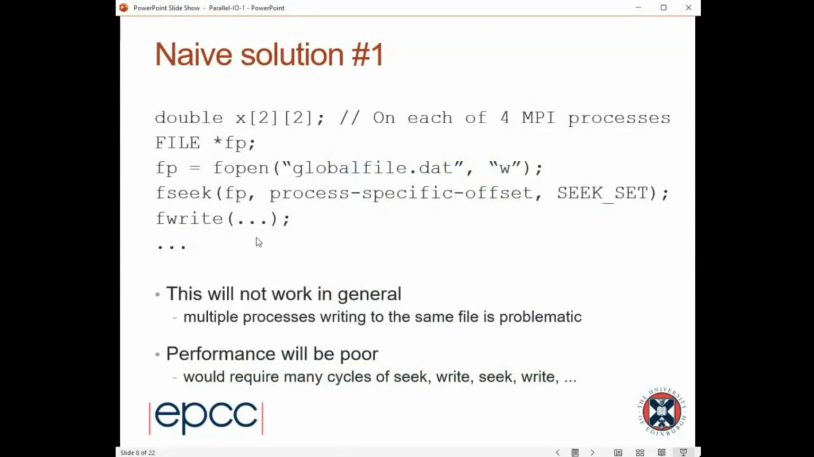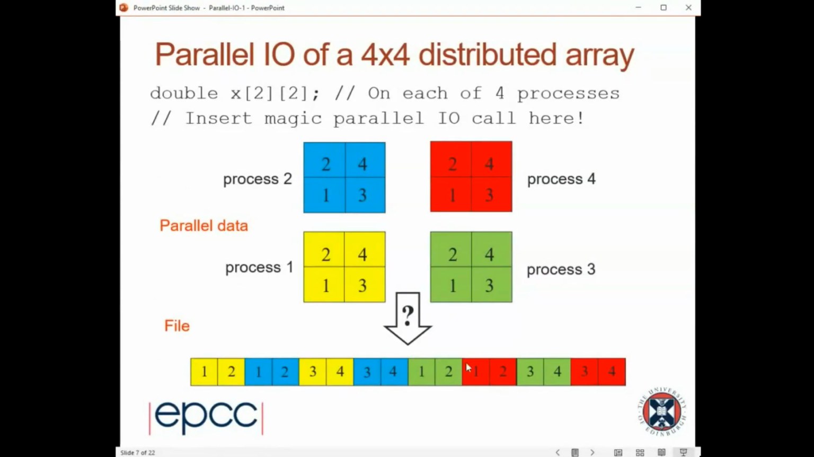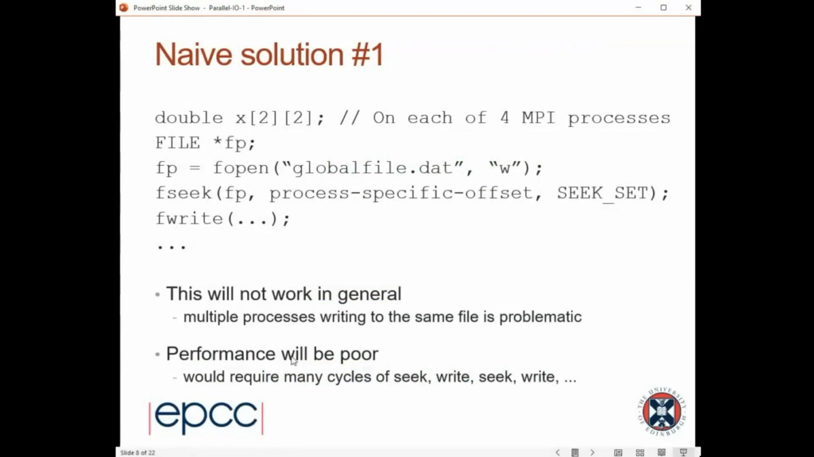So the naive solution is we have the array, we have all processes open the same file. Each process seeks to the right place and writes. So what I'm saying is all these 4 processes open this file, and rank 2 says, well, I'll skip to this location here, write this data, then I'll skip to this location here, write this data. So in principle, that looks like it's going to work, but there are problems with this. First of all, the performance would be poor.